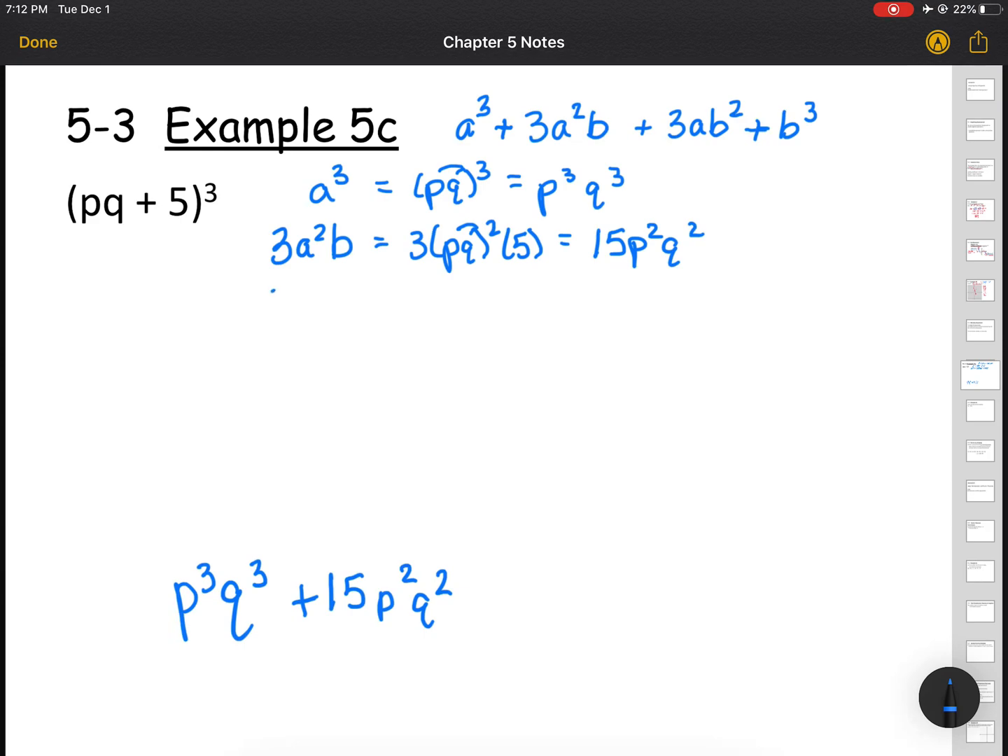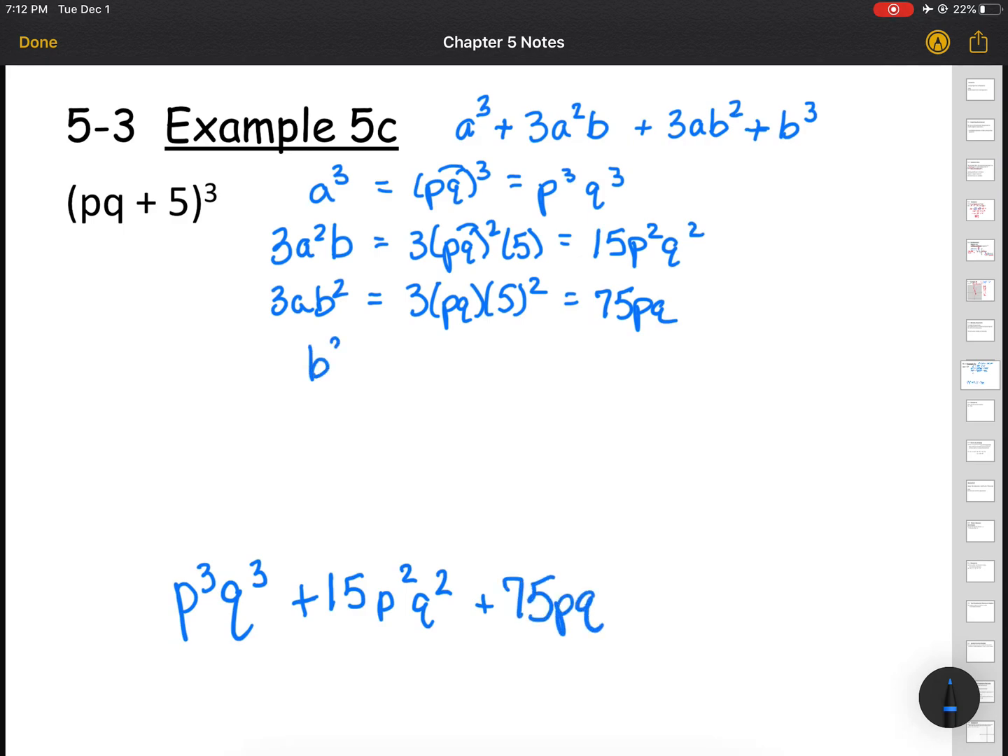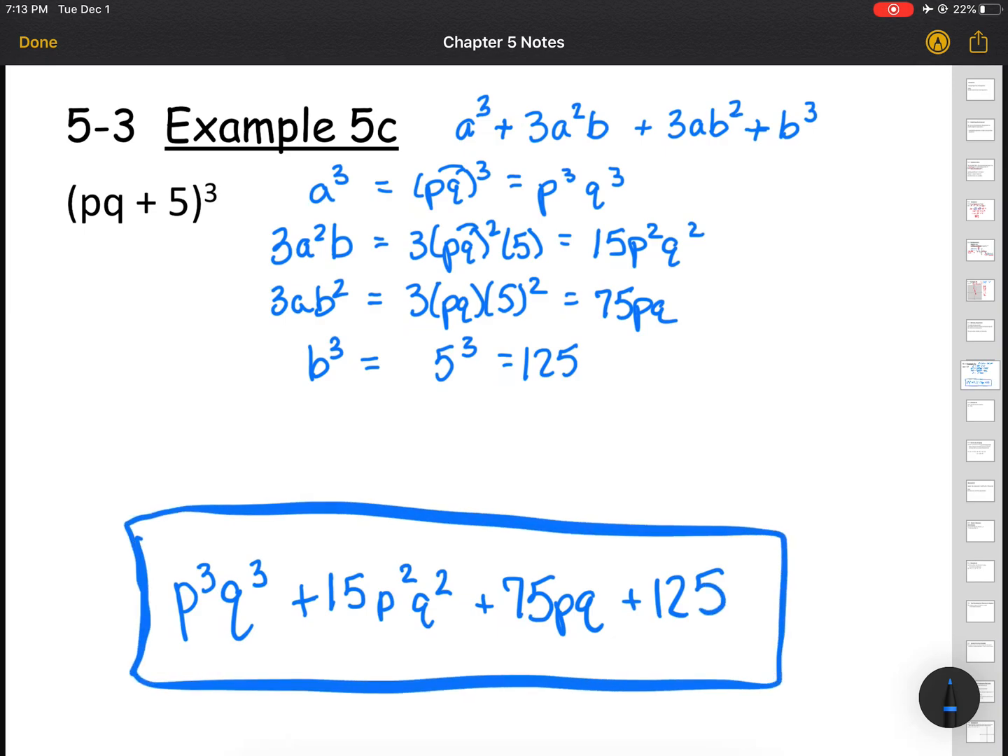Now 3 times the first term times our second term squared, that is 3 times pq, which is our first term, times our second term squared, and 5 squared is 25 times 3 is 75pq. So that goes next. And finally, our second term to the exponent of 3, so that is 5 to the third power, which is 125. And here is our resulting polynomial after cubing that binomial.